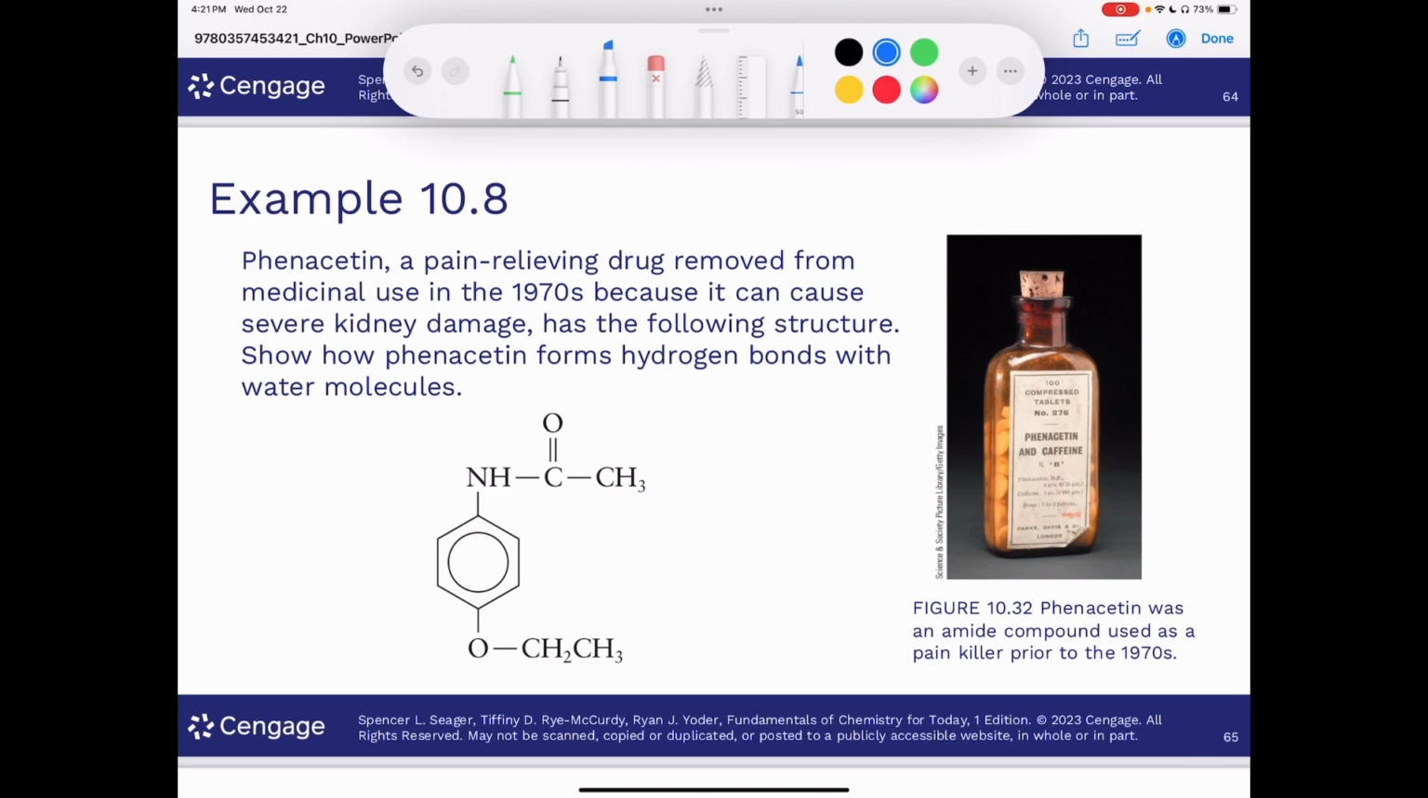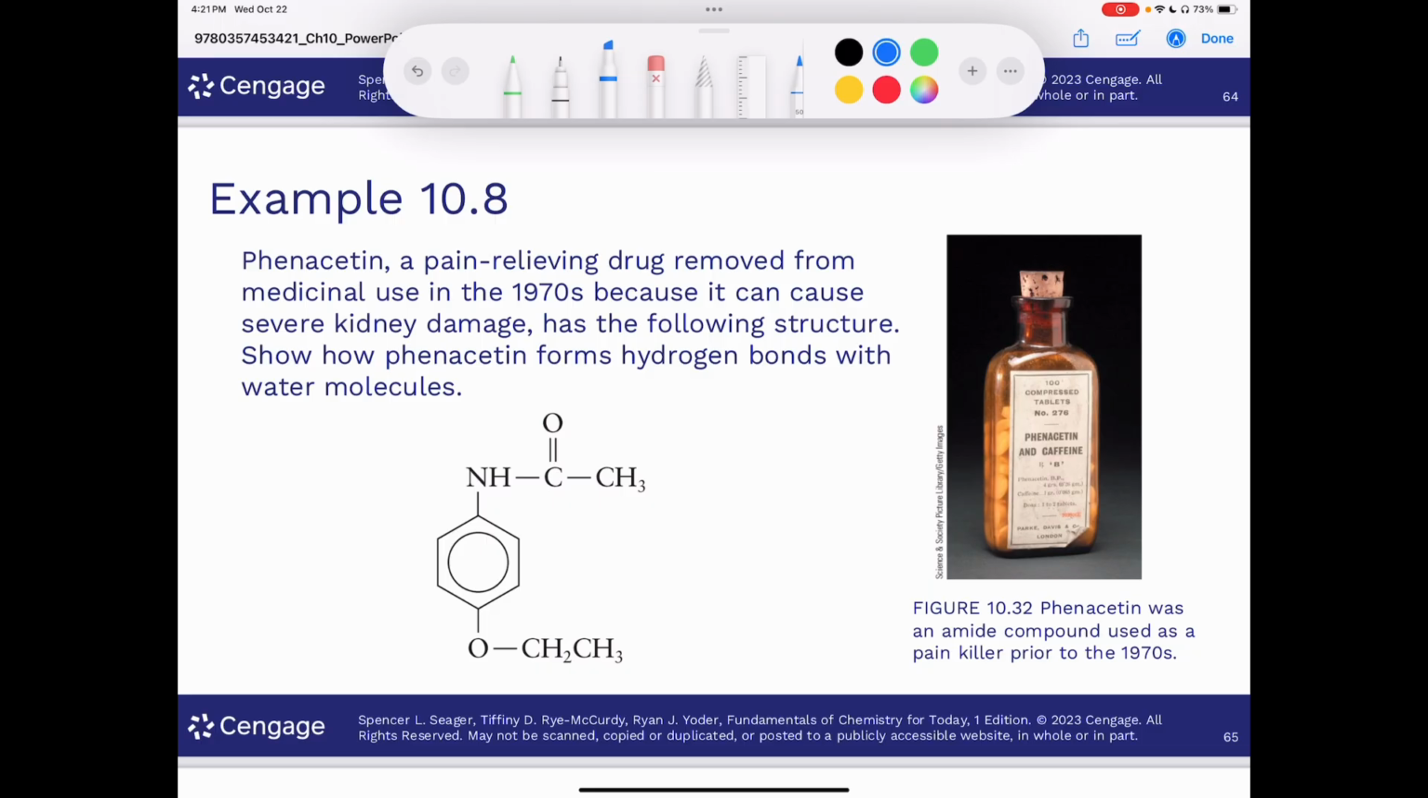Phenacetin. See a bottle of phenacetin with some caffeine in it over here. Anyhow, that doesn't look new, does it? Anyhow, it says here phenacetin is a pain reliever drug that was removed from the market in the 1970s because it can cause kidney damage, and it has the following structure.